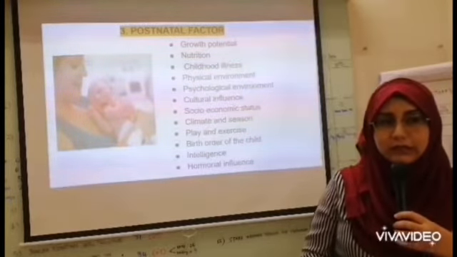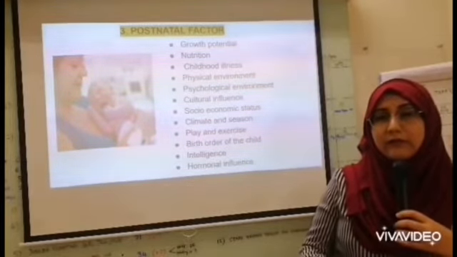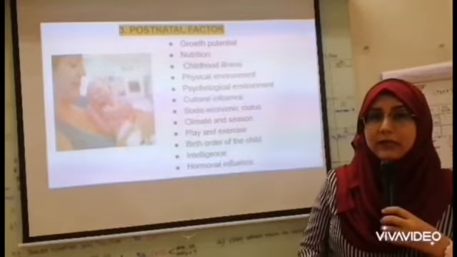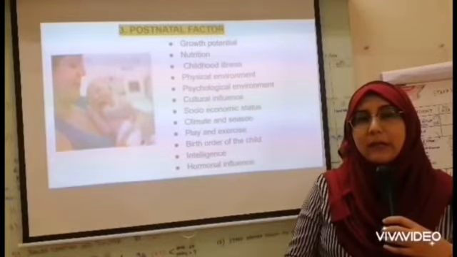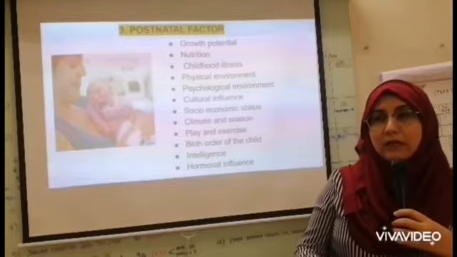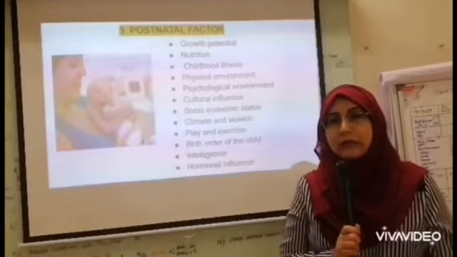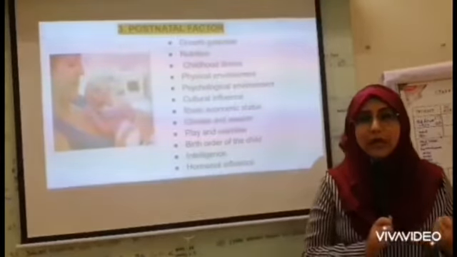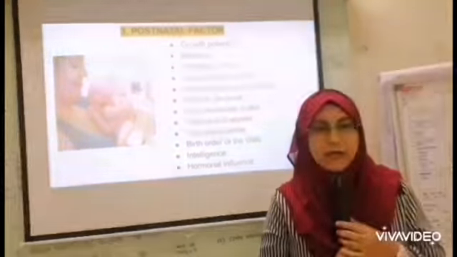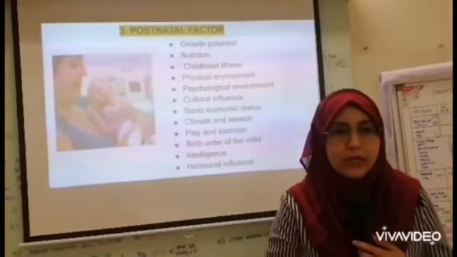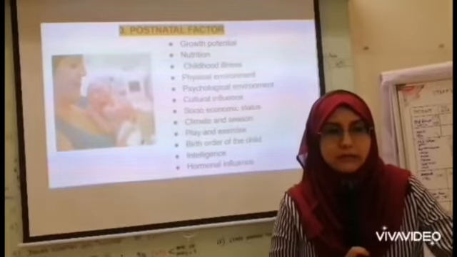Okay, the factors such as childhood illness. For example, if the pregnant mother has asthma, the baby inside the womb can inherit her mother's disease, so that afterwards when the baby is delivered, the baby can also be immunocompromised, like being allergic to dust, or having asthma like her mother, and so on. Physical environment, psychological environment, cultural influence, socio-economic status, climate and season, play and exercise.